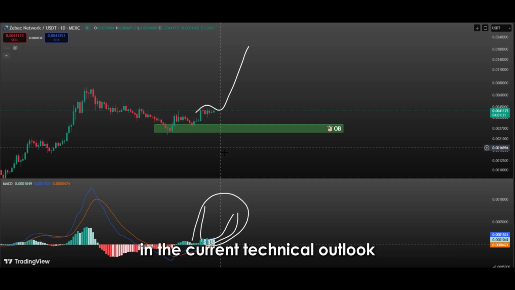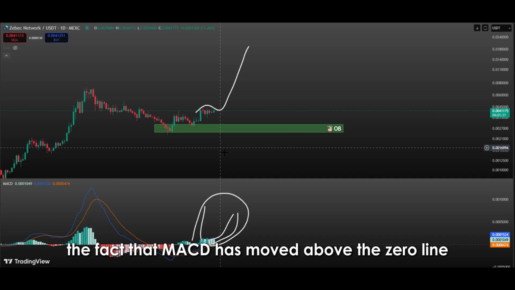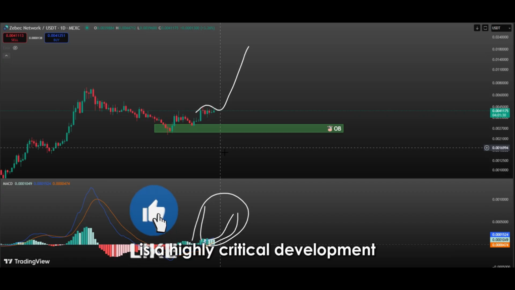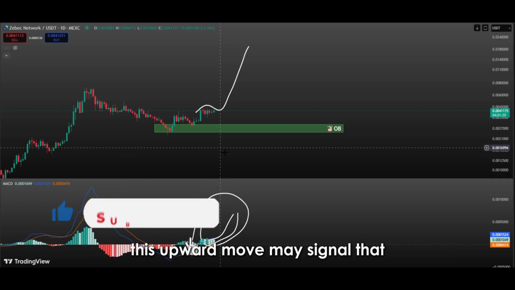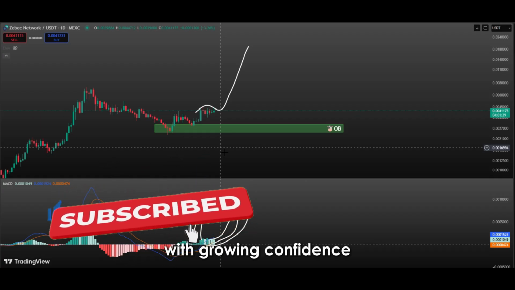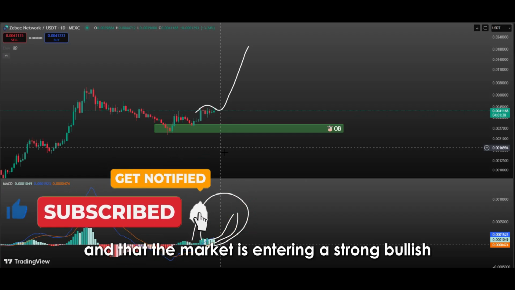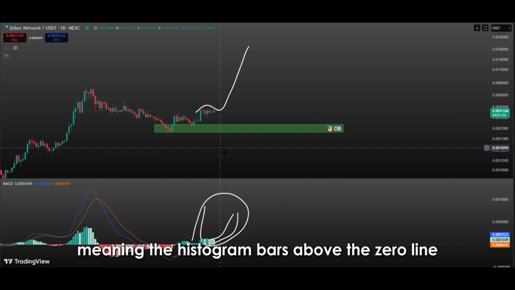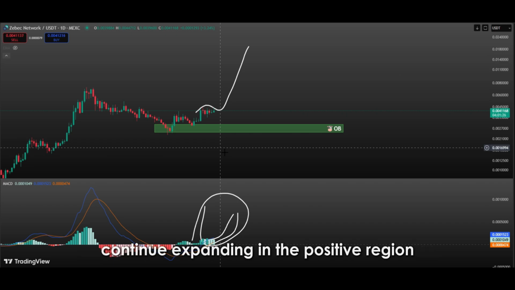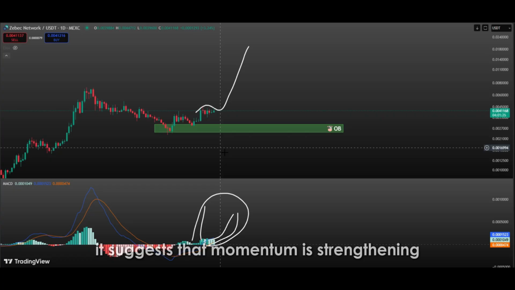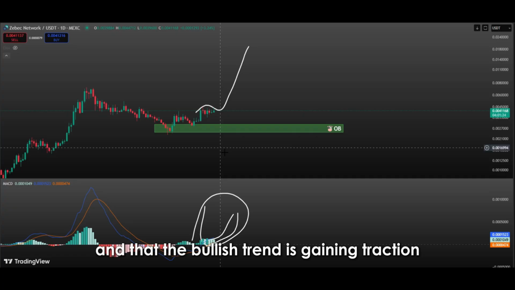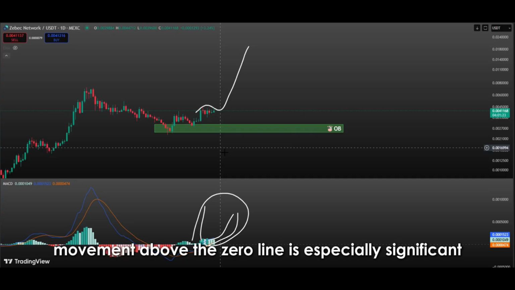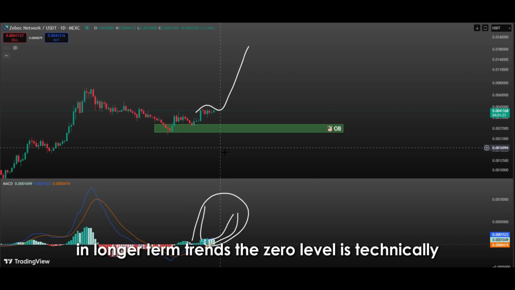In the current technical outlook, the fact that MACD has moved above the zero line is a highly critical development. This upward move may signal that investors are starting to take positions with growing confidence and that the market is entering a strong bullish momentum phase. In such cases, when the distance between the MACD lines starts to widen, meaning the histogram bars above the zero line continue expanding in the positive region, it suggests that momentum is strengthening and that the bullish trend is gaining traction. MACD's movement above the zero line is especially significant in longer-term trends.